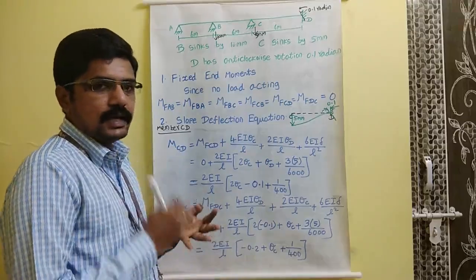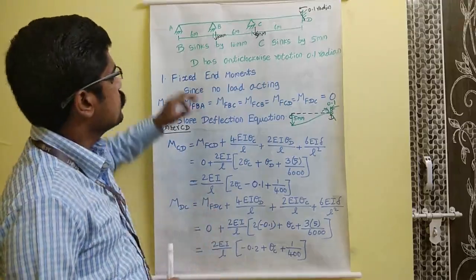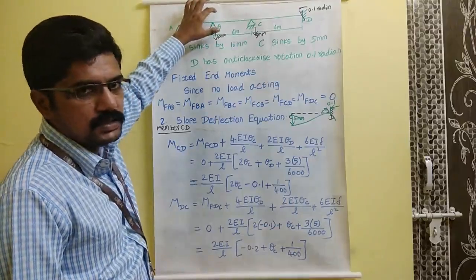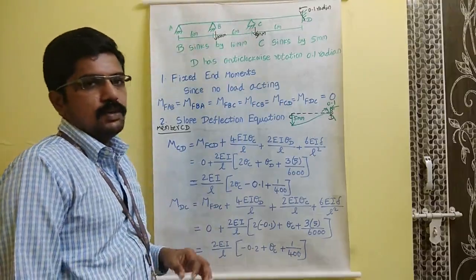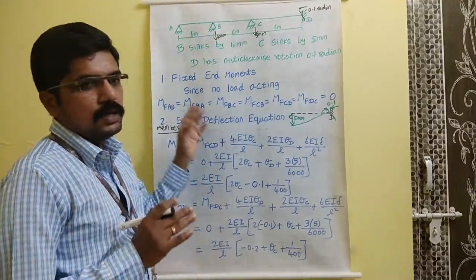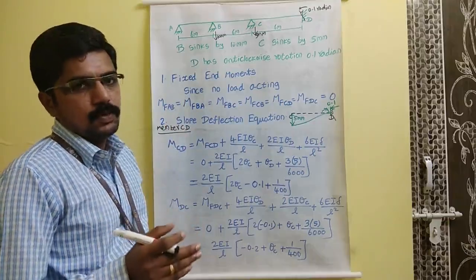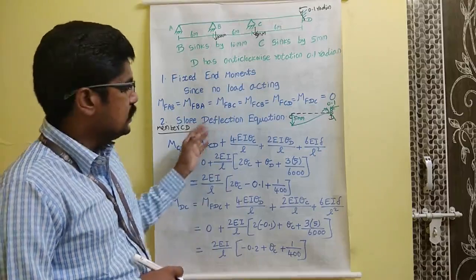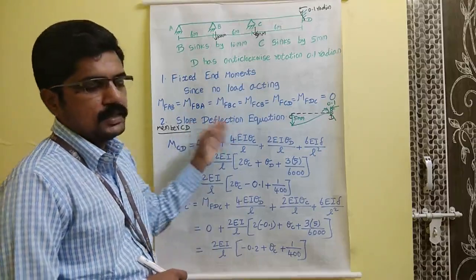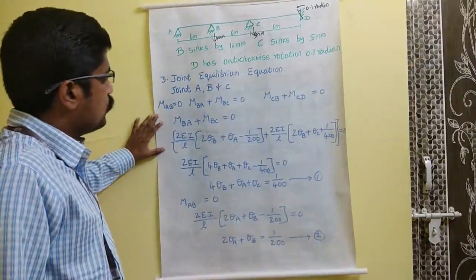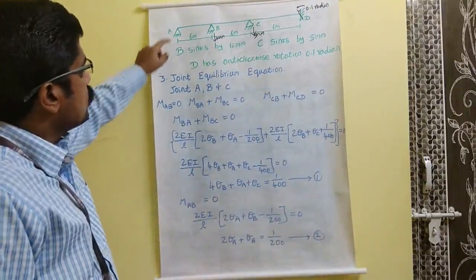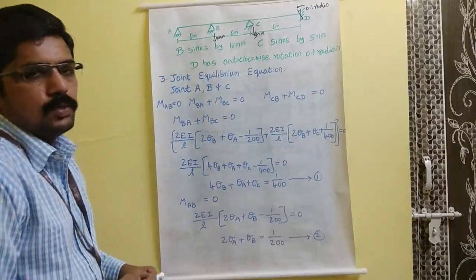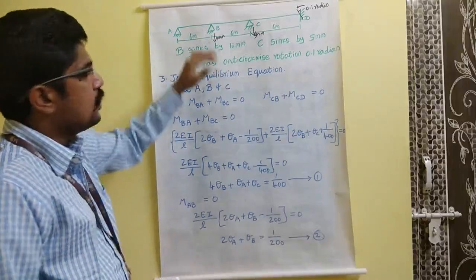We need to go for the third step, that is the equilibrium equation. So if you see the equilibrium equation, at B the moment should be 0 because it's a hinged support, and at C the moment should be 0 because B and C are both hinged supports. So the moment value will be 0. So next we are going to calculate the value of theta A, theta B and theta C. So next we are going for the joint equilibrium equation. If you see joint A, joint B and joint C, these three joints are hinged supports. So we know that the moment at these joints will be 0.